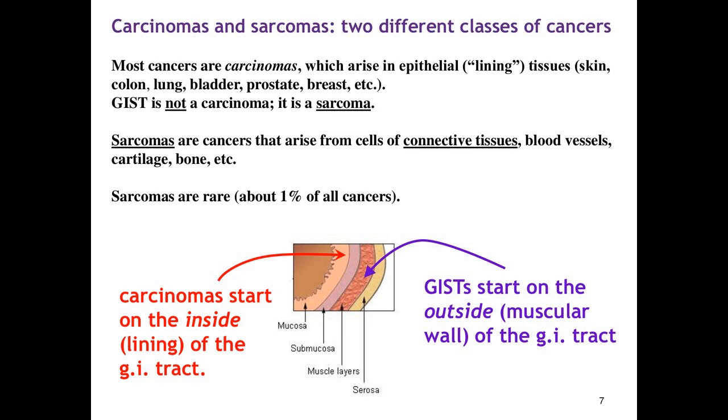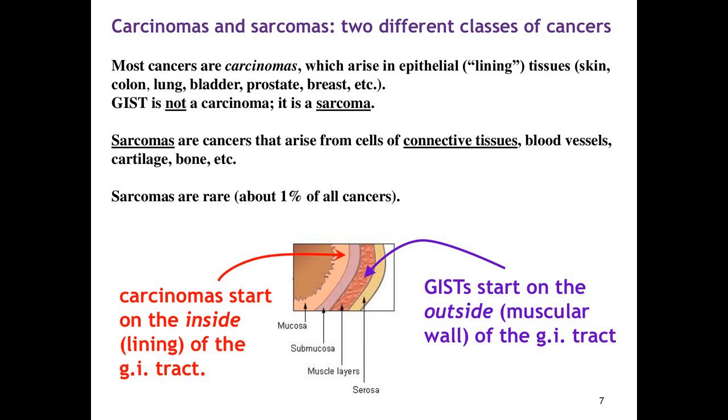Sarcomas are rare among cancers. They're not unknown, but they're rare. Something like 1% of all cancers are sarcomas. That's why when you hear people talk about cancer, they're almost always talking about carcinomas. Sarcomas are just relatively rare.